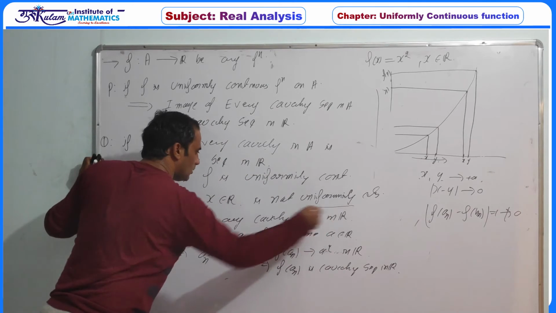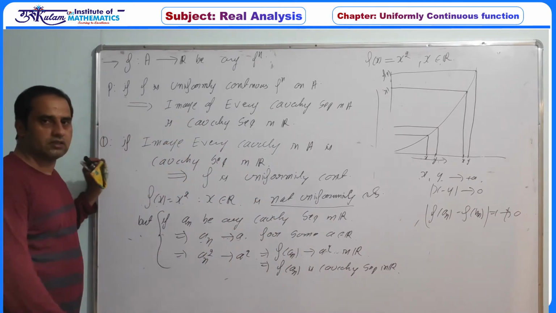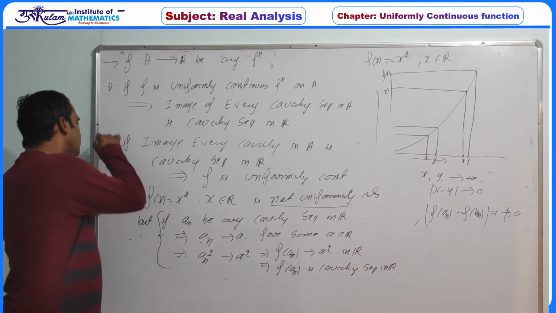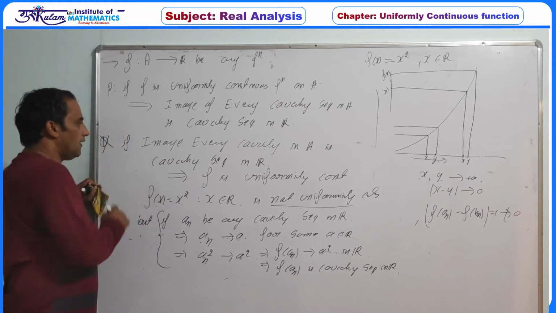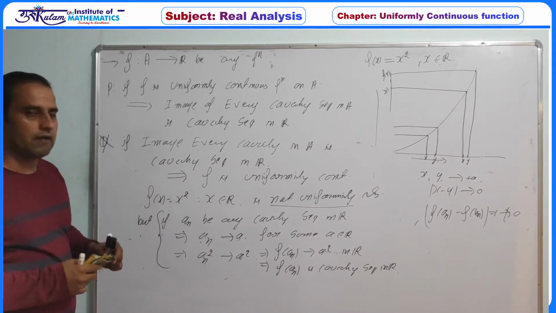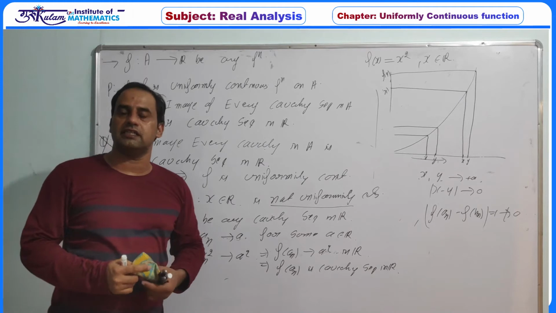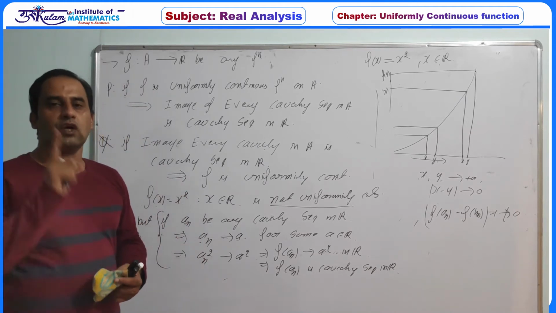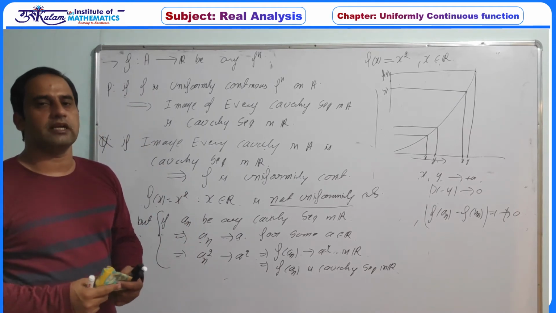So in this case, the image of every Cauchy sequence under this function is a Cauchy sequence, but this function is not uniformly continuous. So that is, your Q statement is a false statement. Whenever the image of every Cauchy sequence is Cauchy, this does not imply your function is a uniformly continuous function.